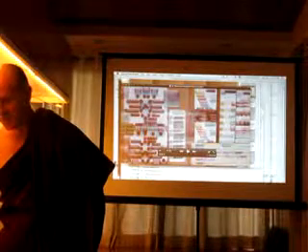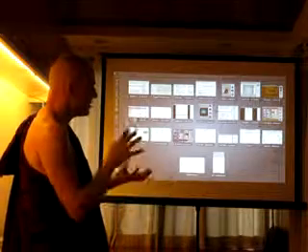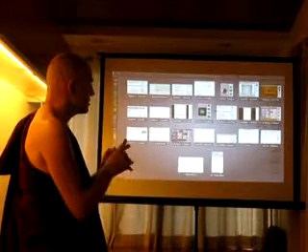Finished? There you go. Good. So a little bit there repeating the way that the four foundations and the five aggregates fit together.